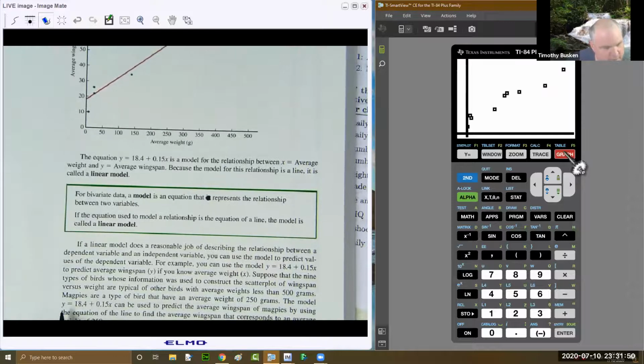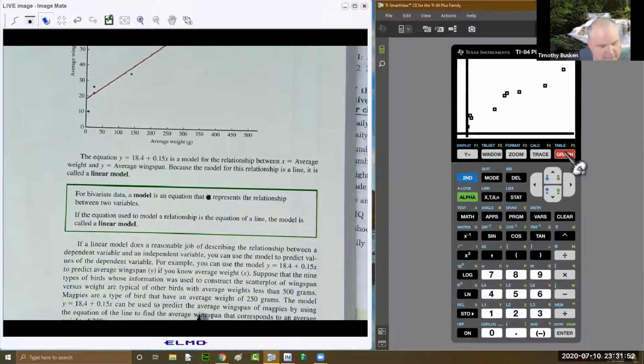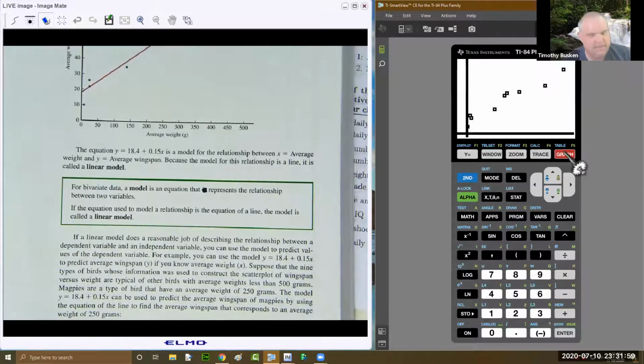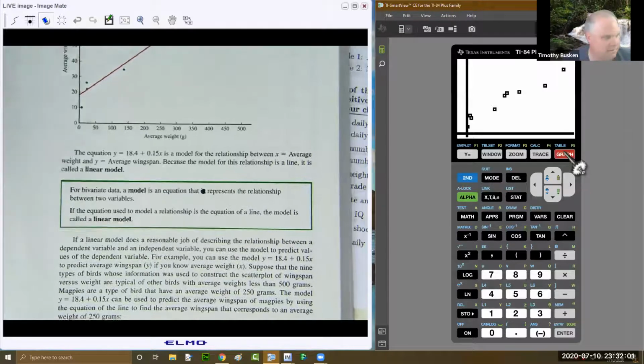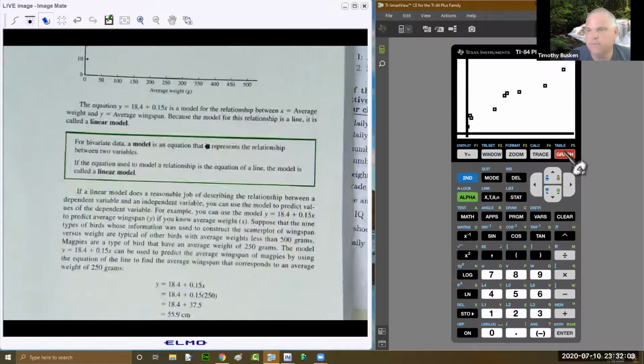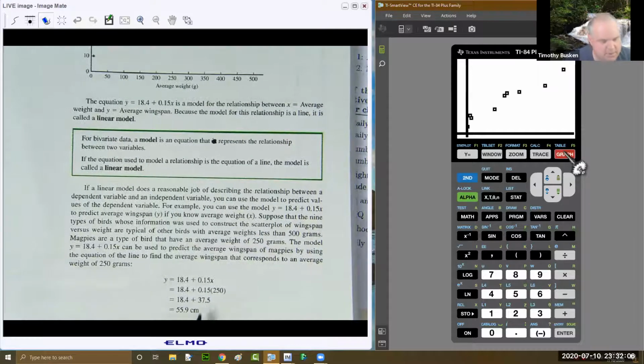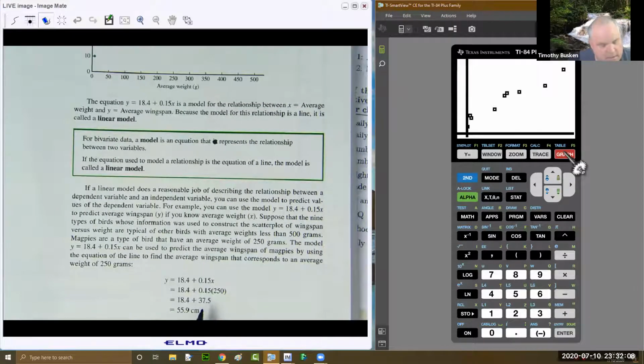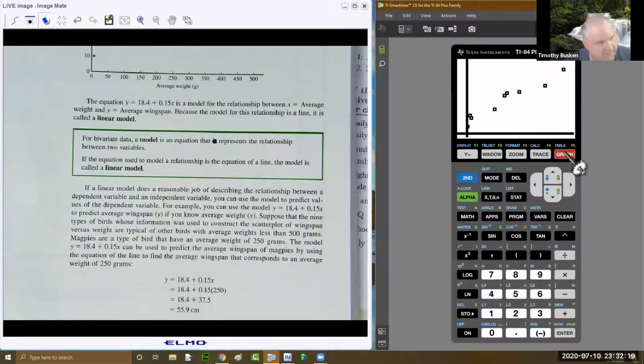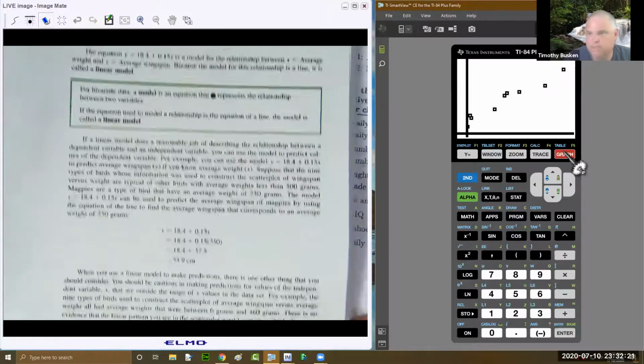And the model equation can be used to predict the average wingspan of magpies by using the equation of the line to find the average wingspan that corresponds to an average weight of 250 grams. So the way that's done is, well, we just do a plug-in, right? We plug in the weight for X, and then we multiply and then add, and we're getting the model predicting 55.9 centimeters for the wingspan.